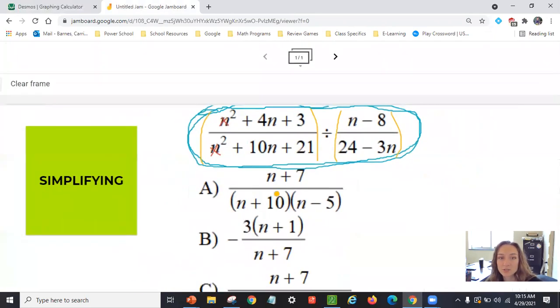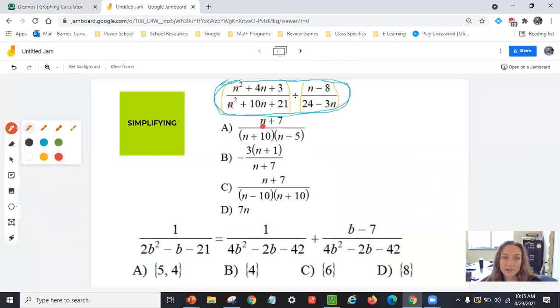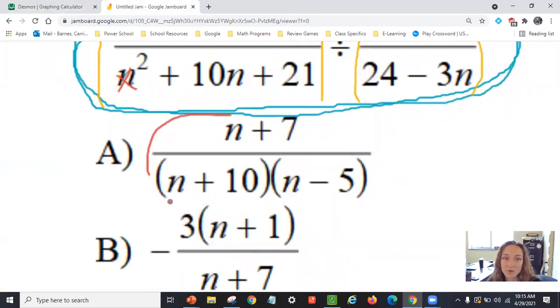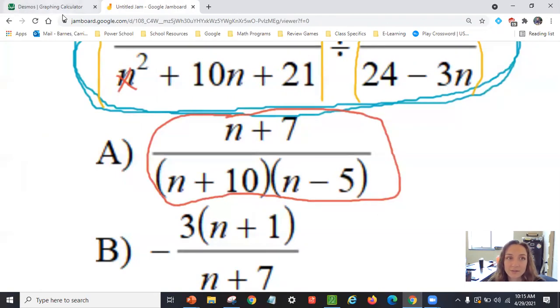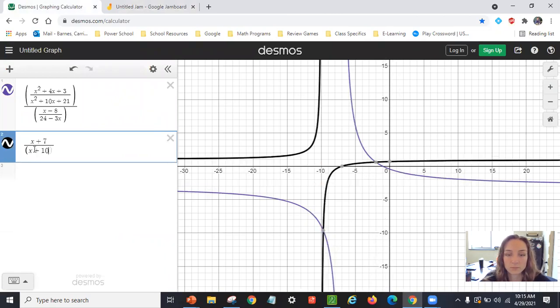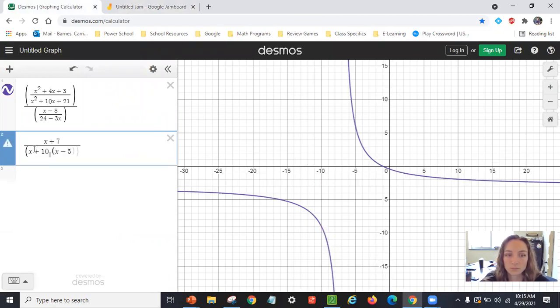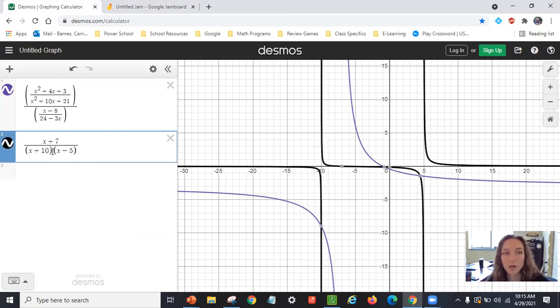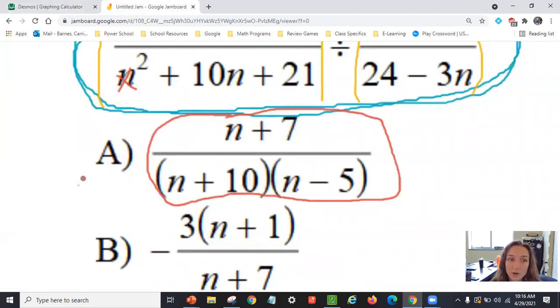Now we're going to type in our answer choice A, and we're going to see, does this line up directly on top of my function? If so, then we are going to circle A. If not, we're going to move on. So the first one is x plus 7 divided by x plus 10, x minus 5. Let me make sure I have this in correctly. Then you ask yourself, does this line up directly on top of the equation? No, this is not an equivalent expression, so we are going to cross out answer choice A.